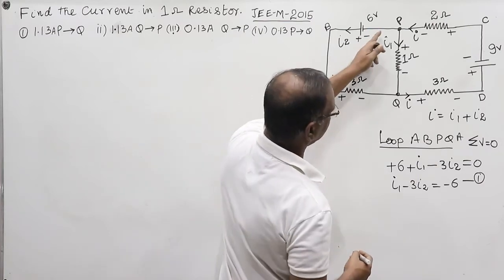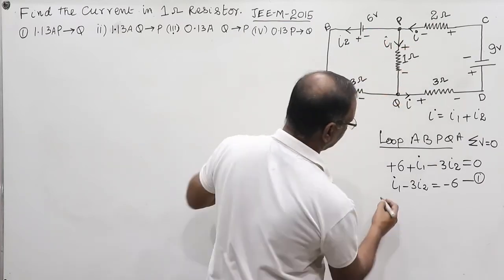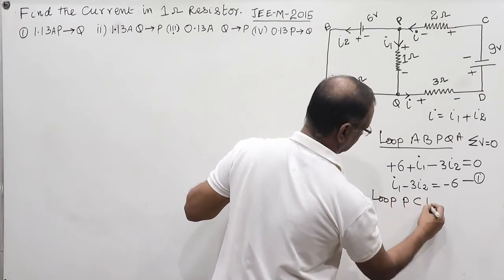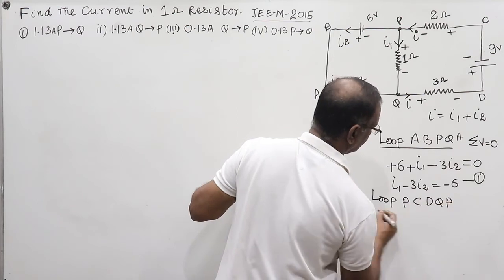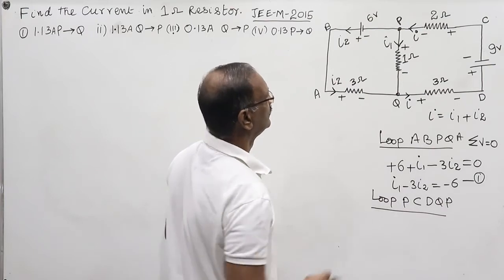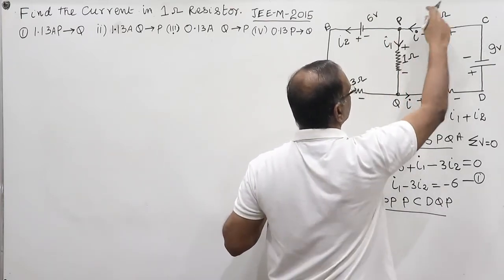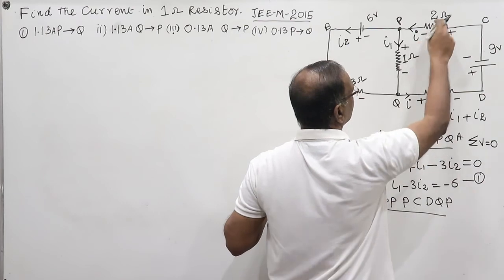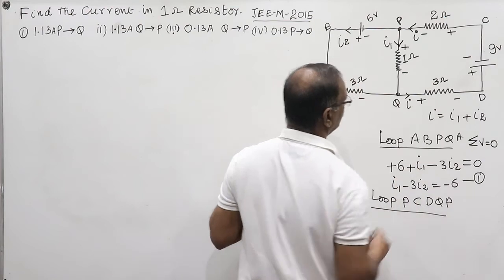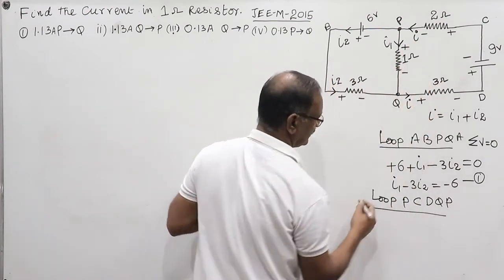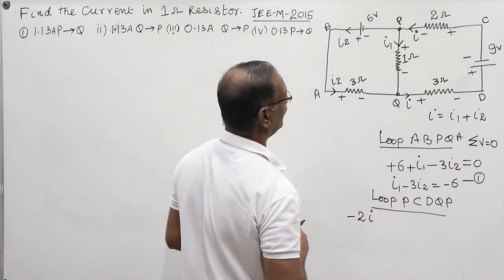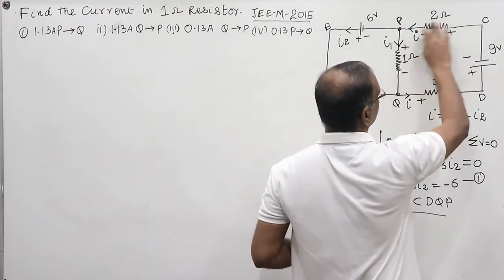We will take the loop P, C, D, Q, P. It means we are moving this way, and again back this way. When we move from here to here, the potential drop is equal to I, the current, through this, and the resistance is 2 ohm. We are going from negative to positive, so this is equal to minus 2 into I, because we are moving negative to positive along this path.